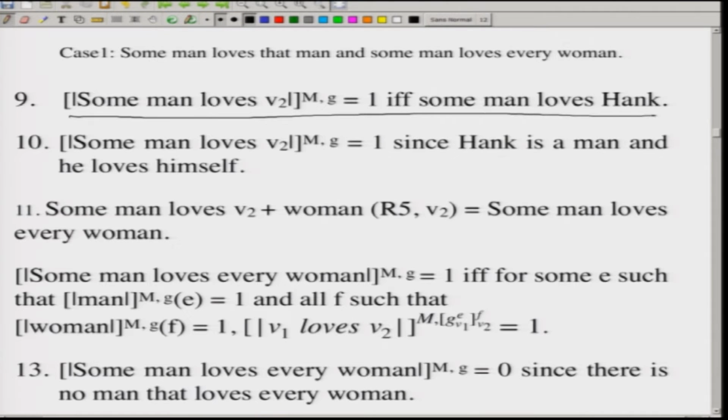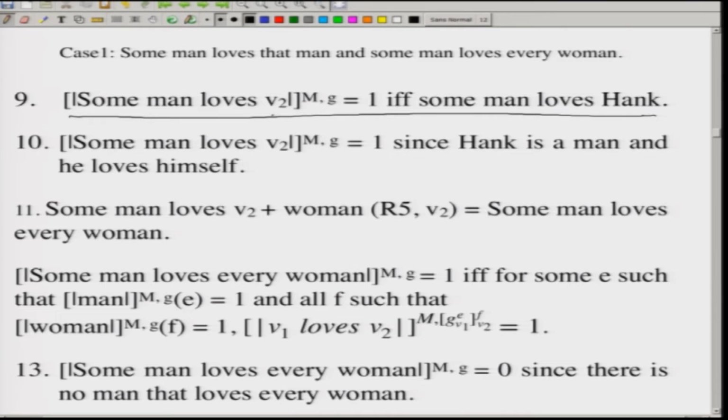What is the truth value of some man loves V2? So it is 1 if and only if some man loves Hank, because V2 receives Hank from g, the initial value assignment function, and then some man loves V2 is 1, since Hank is a man and he loves himself.